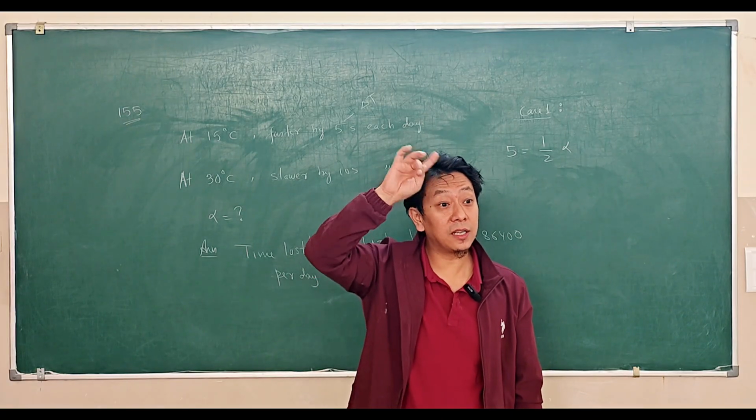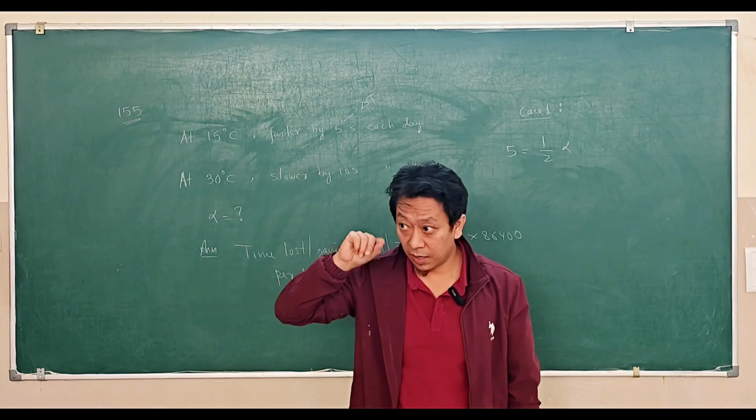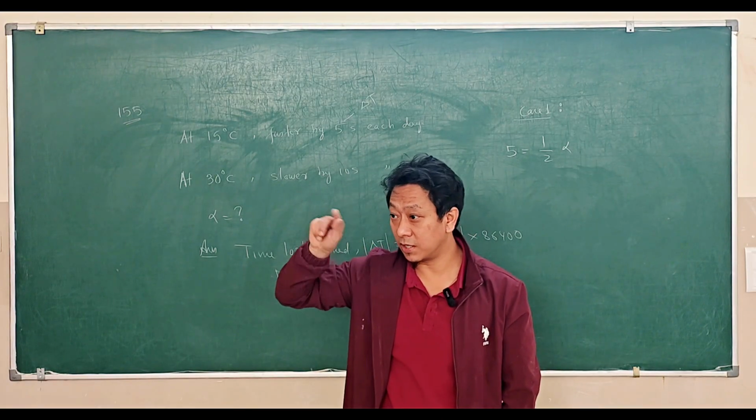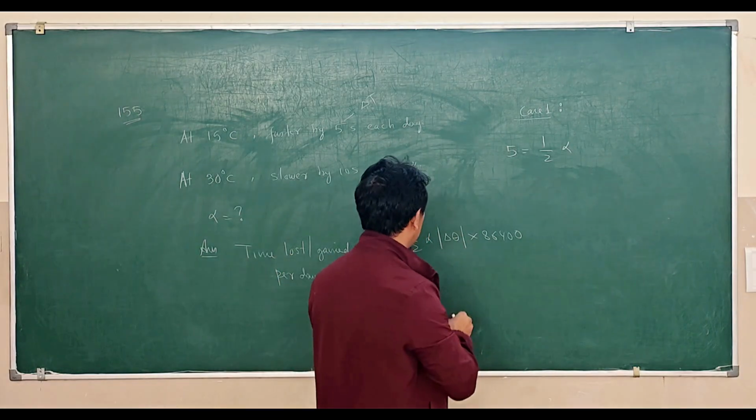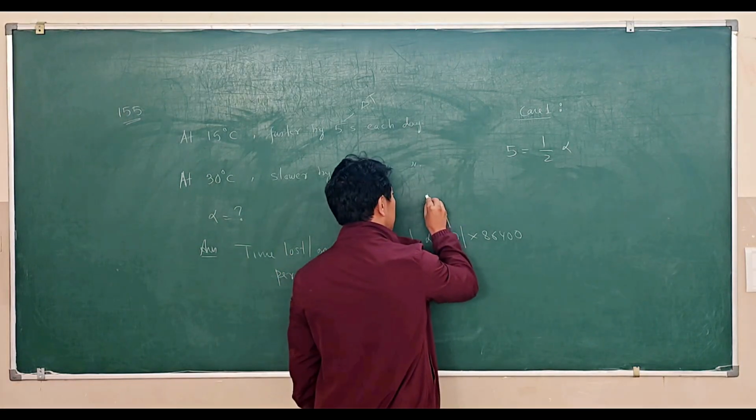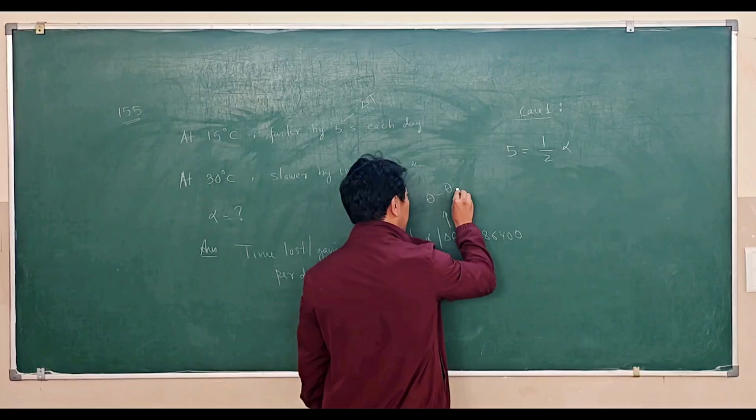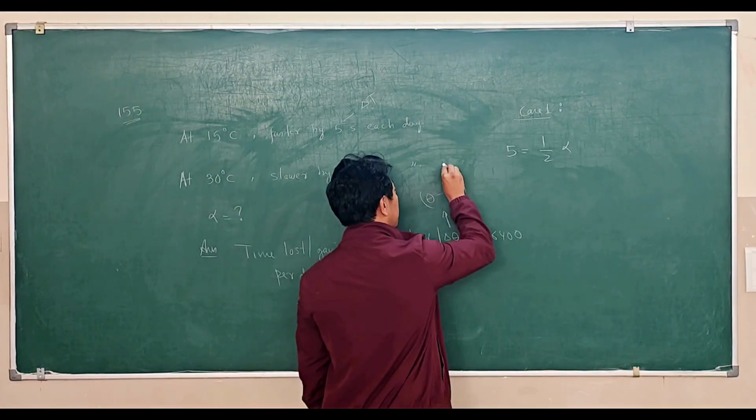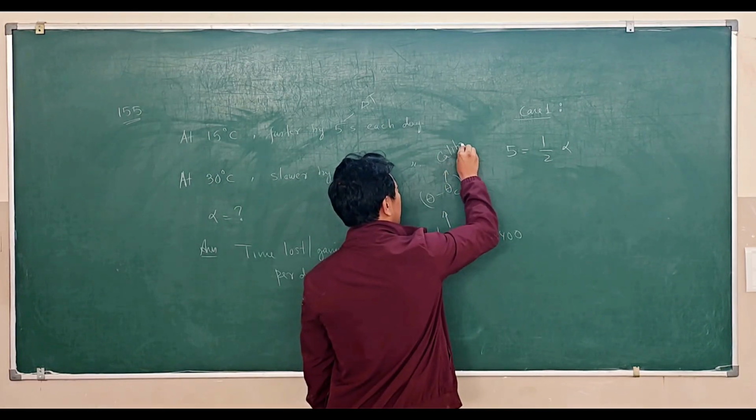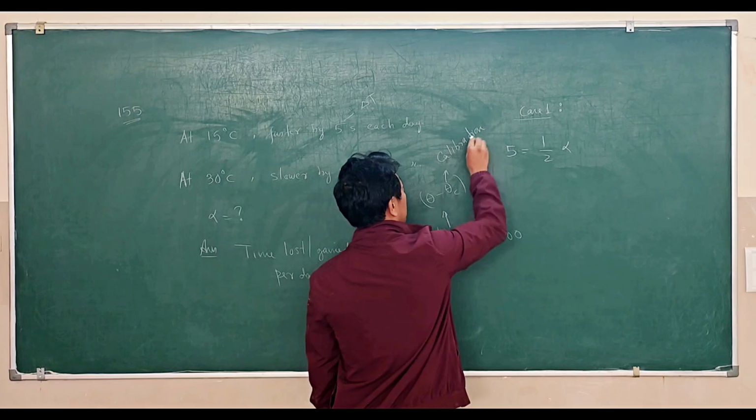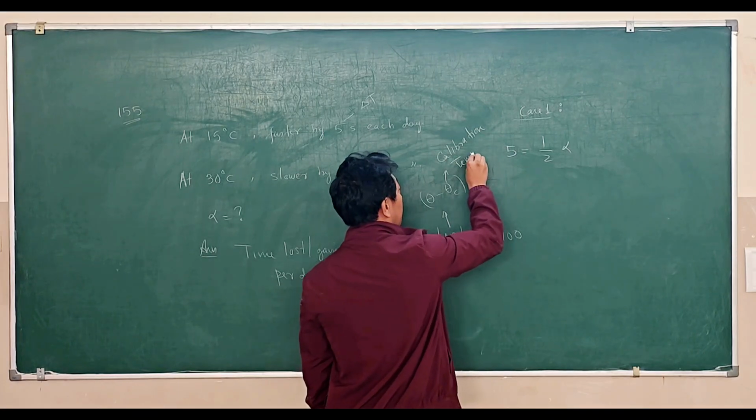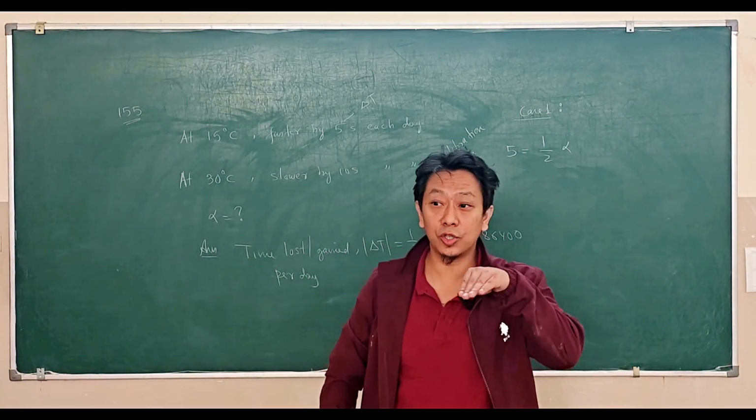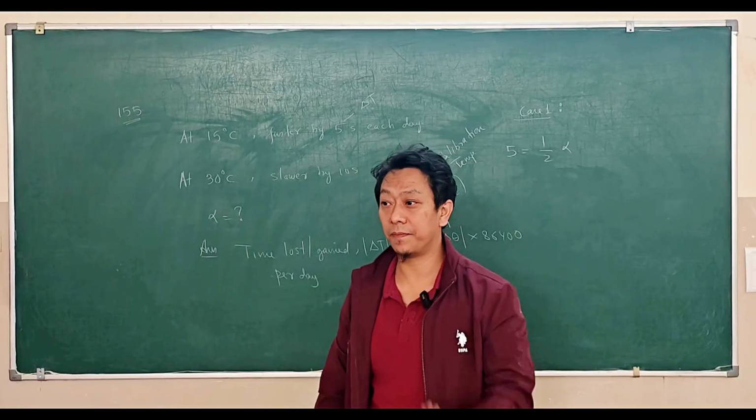And just like delta T was what in that? T minus Tc. Similarly, delta theta is what here? Theta minus the calibration temperature. This is what temperature? Calibration temperature. Or you can say the temperature at which the clock shows correct time.